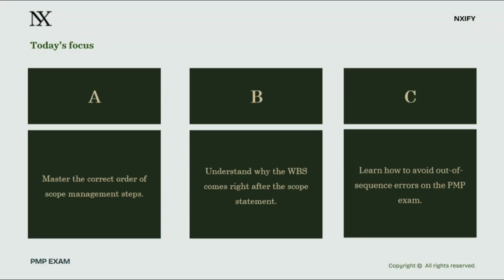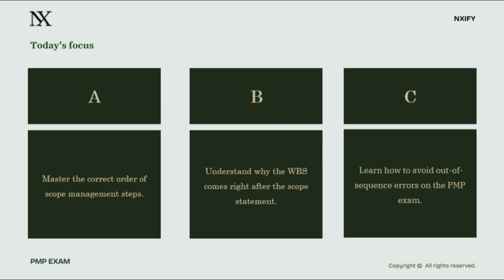Take a look at today's focus, 3 objectives, and think of each one as a layer of armor you are putting on before you walk into the exam room. The first layer: master the correct order of scope management steps. Not just knowing what they are, but knowing the exact sequence they belong in, like knowing the combination to a lock. The second layer: understand why the WBS comes right after the scope statement, why this specific step at this specific moment and no other.